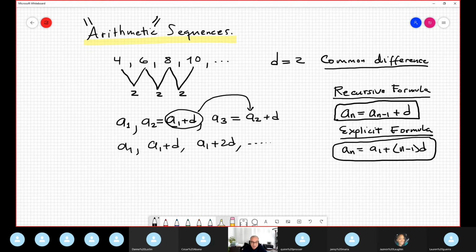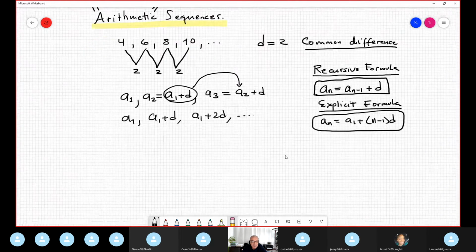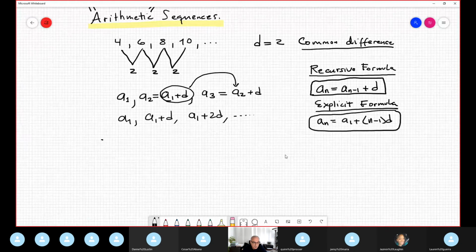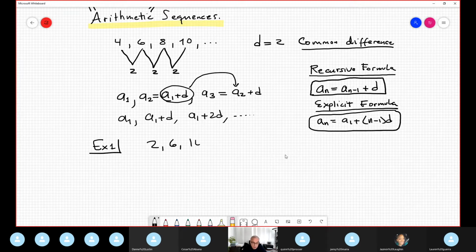Let's see one elementary example. Example 1. Suppose we have the sequence 2, 6, 10, 14, 18, and you put dots to indicate that this continues forever to infinity. However, it continues with the same pattern. So I investigate the common difference. It's 4, 4, 4, and 4. The common difference is 4 in our specific example.